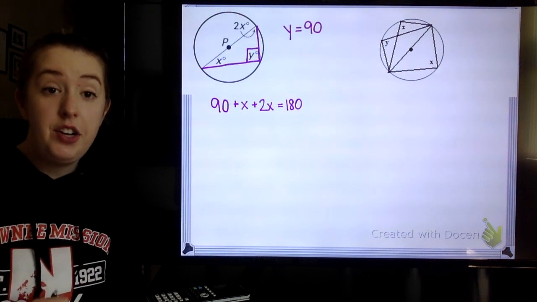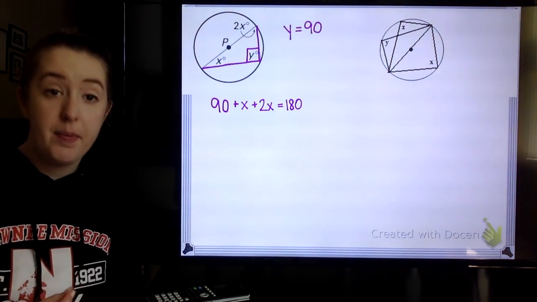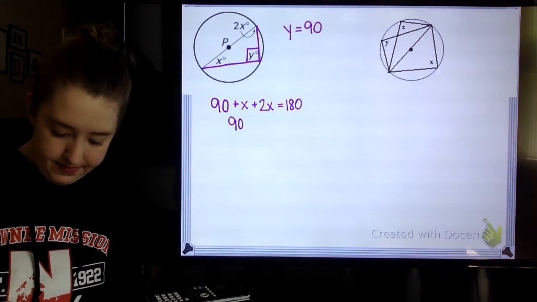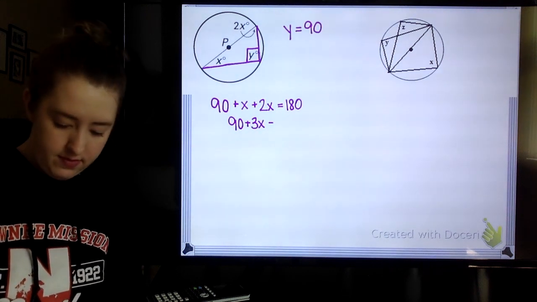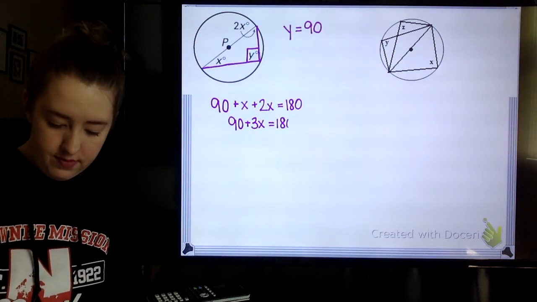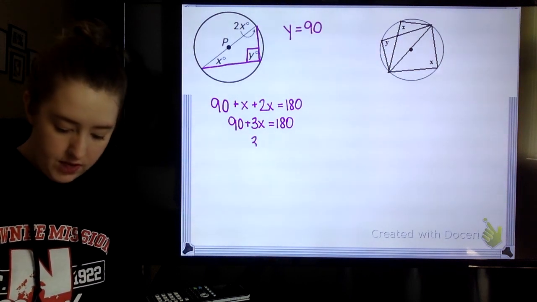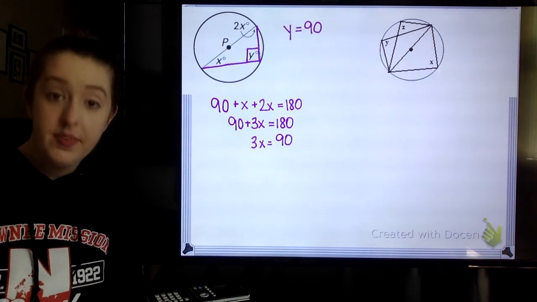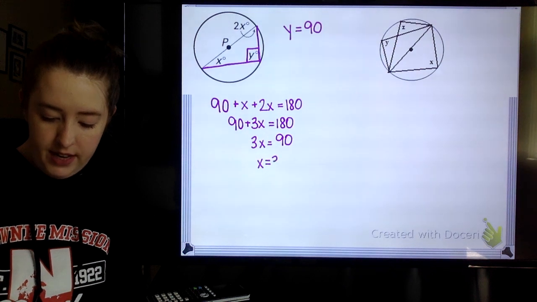The next thing we need to do is combine like terms. I have a 1x and a 2x, and when I combine them, that makes a 3x. Now we'll subtract 90 from both sides, so 3x equals 90. We'll divide both sides by 3, so x equals 30.